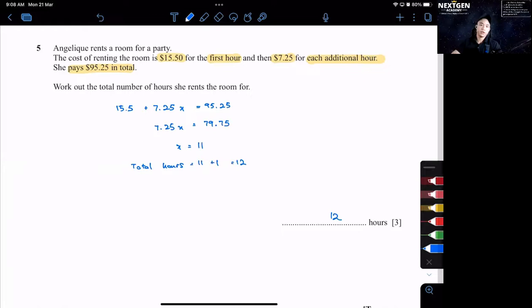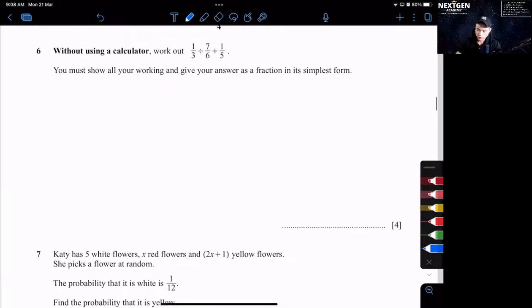Cool. Everyone following? All right, let's go. Question 6. They say here, without using a calculator, work out this question: 1/3 divided by 7/6 plus 1/5. You must show all your working and give your answer as a fraction in its simplest form. If they say without using a calculator, you can use the calculator to check your final answer. It's just that for the working, you have to assume that you don't have a calculator.